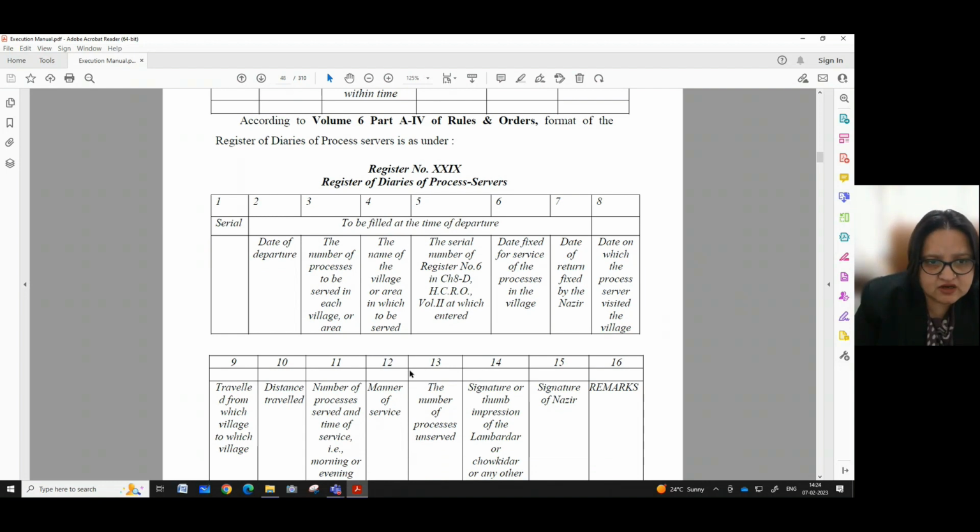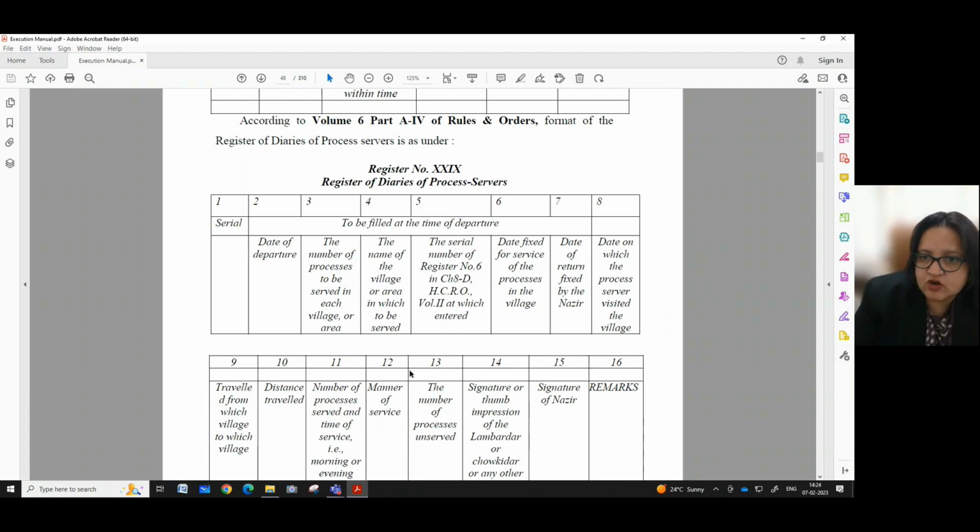Column number 1 is the serial. Column number 2 is the date of departure. Column number 3 is the number of processes to be served in each village or area. Column number 4, the name of the village or area in which it is to be served. Column number 5, the serial number of register number 6 in Chapter 8D, High Court Rules and Orders, Volume 2, at which entered. Column number 6 is the date fixed for service of the processes in the village. Column number 7, date of return fixed by the Nazir.